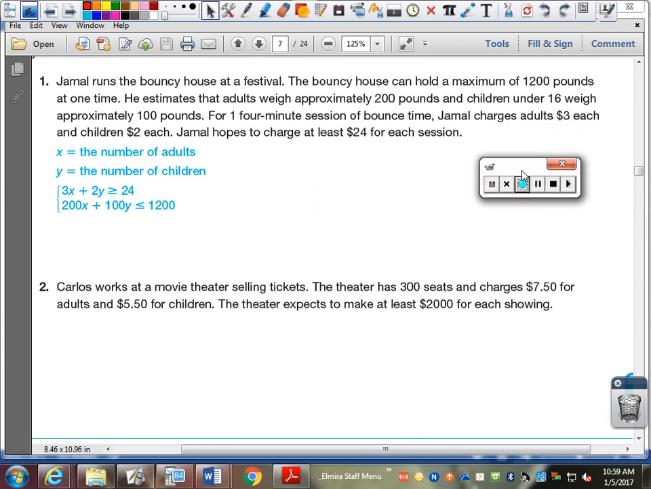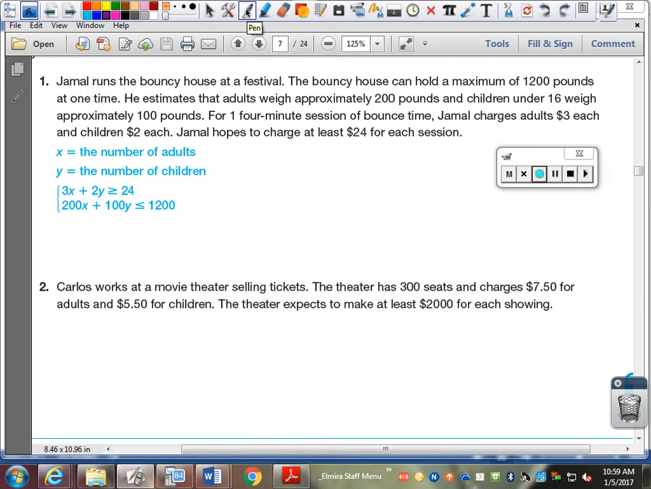You can read through number 1 and see how that was done, but I'll give you number 2 as extra help. Carlos works at a movie theater selling tickets. The theater has 300 seats and charges $7.50 for adults and $5.50 for children. The theater expects to make at least $2,000 for each showing.